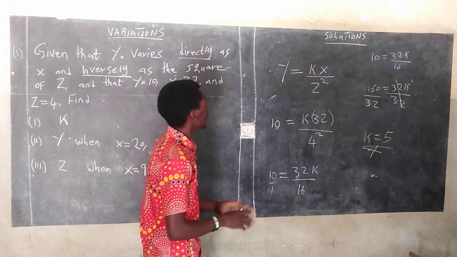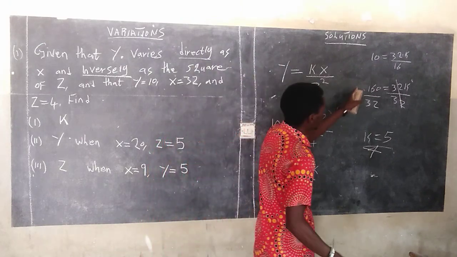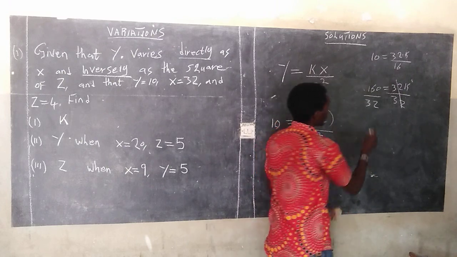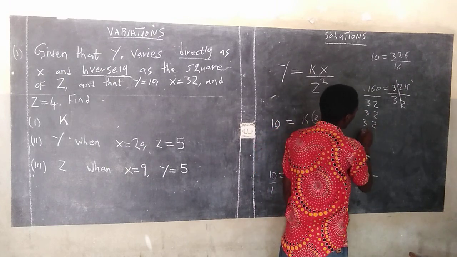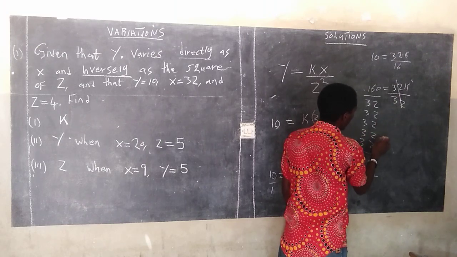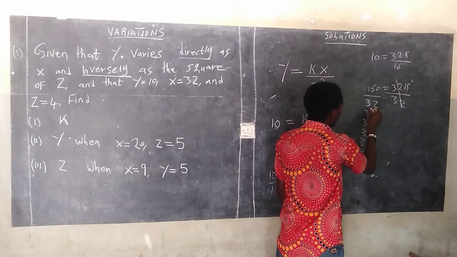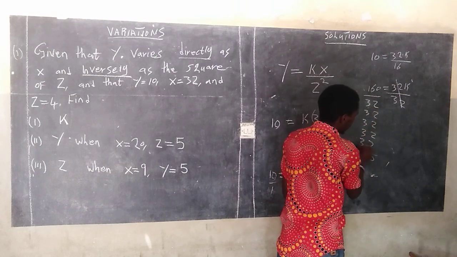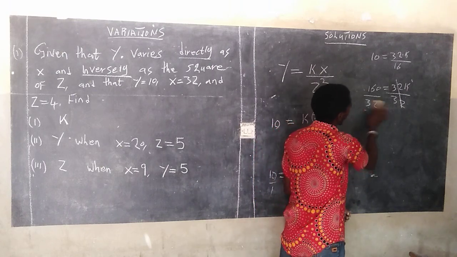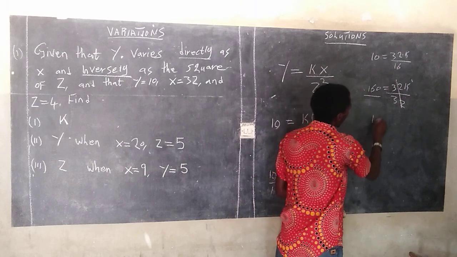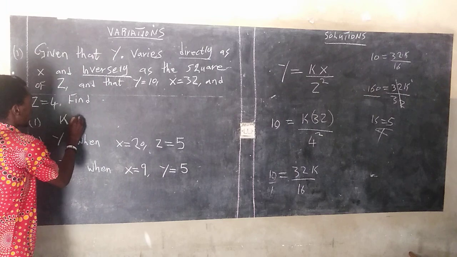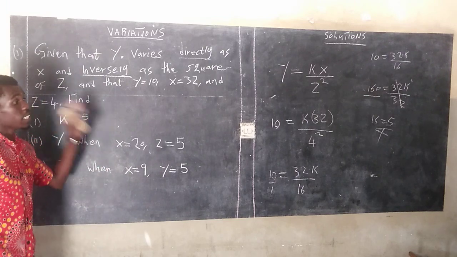So these are the solutions. Let me try to prove that I'm correct. Since I'm saying that I found 5: 2, 4, 6, 8, 10, 0 carry 1; 3, 6, 9, 12, 15, 16. Yes, it's correct. So my value of k is equal to 5.